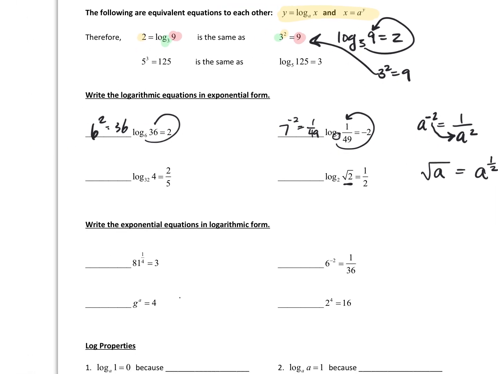So like this one, if I rewrite it in exponential form, what's the base? Yep, 32. What's the power? Power is this piece right here. 32 to the 2/5 power equals 4. All right. And then this one. 2 to the 1/2 power is equal to the square root of 2. That's all you'd have to do. So you can see, calculator's not going to really do it for you on this anyway. You've got to realize this relationship.